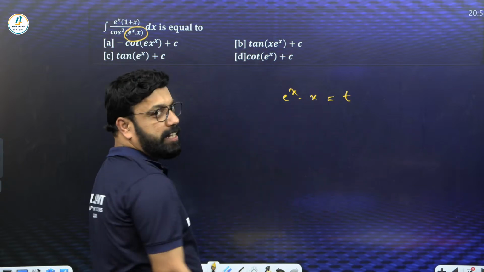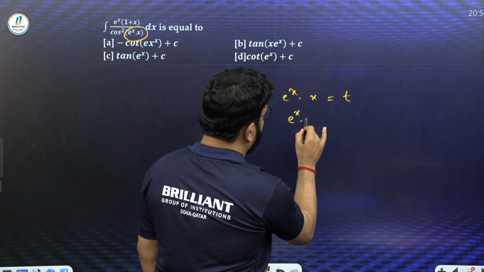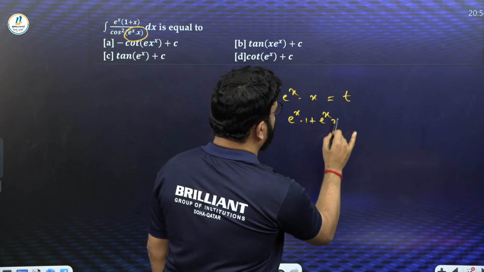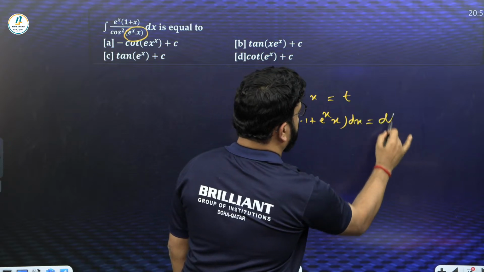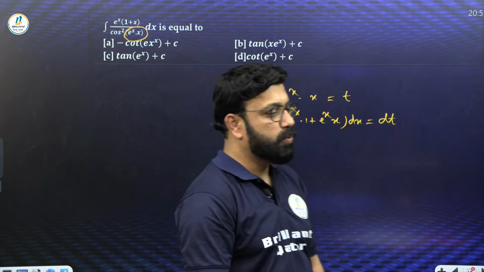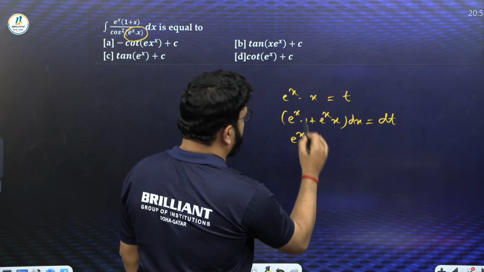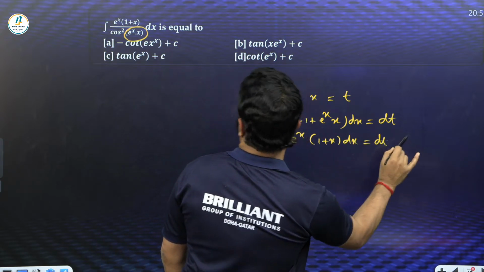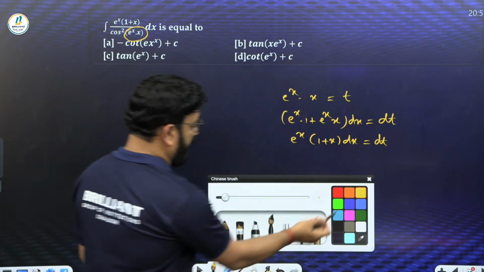Using the u and v product rule, e raised to x into the derivative of x is 1, plus the derivative of e raised to x into x, with respect to x, equals dt. Now e raised to x is common: e raised to x into 1 plus x dx. That is in the numerator, I think. So e raised to x into 1 plus x is there in the numerator.